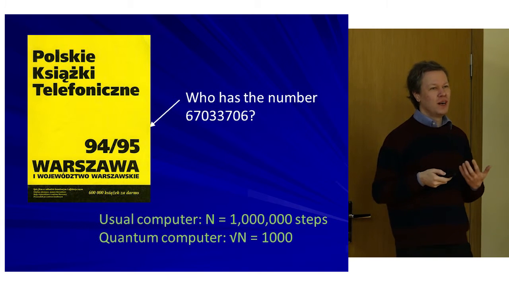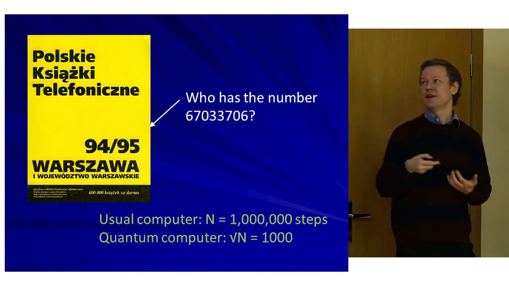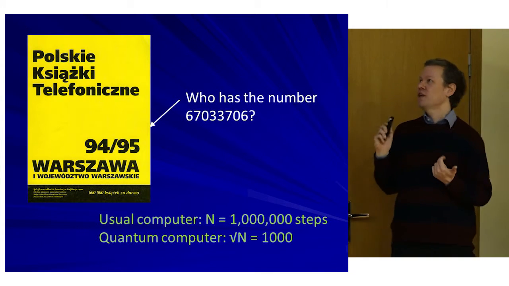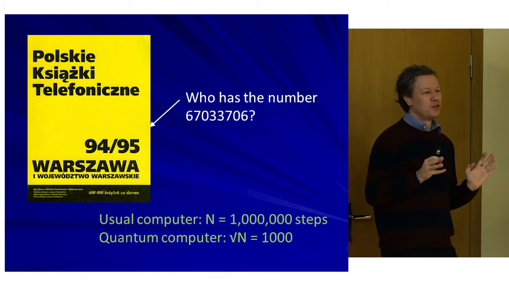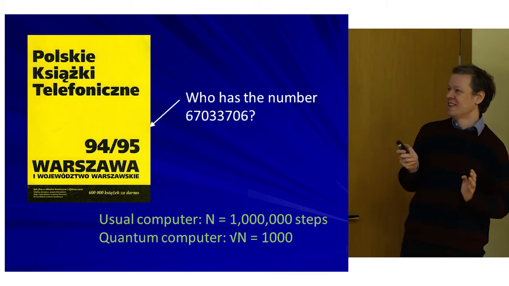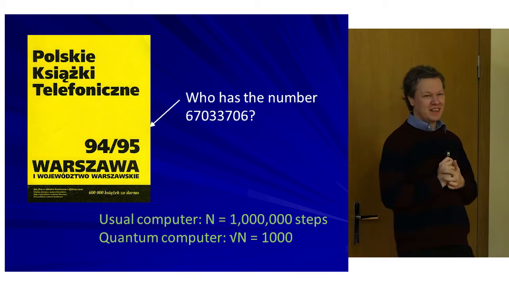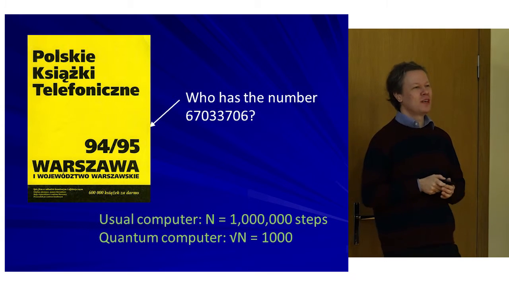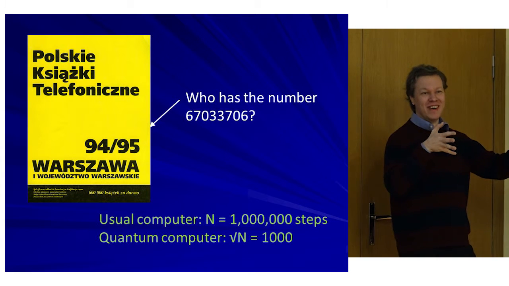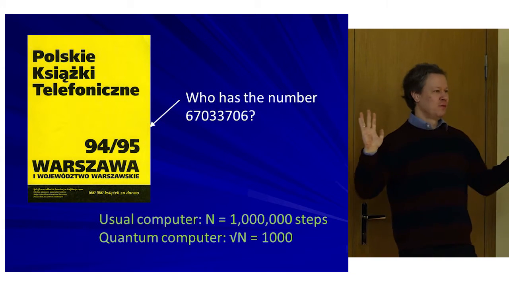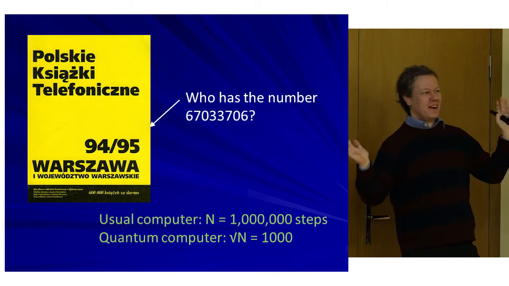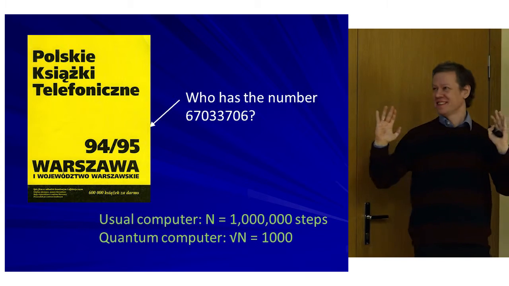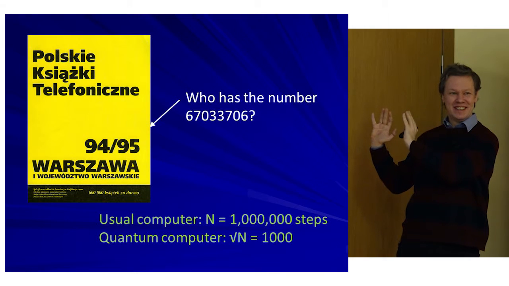If the phone book has 1 million entries, it would take 1 million steps to find the person with this phone number. Now, if this was a quantum phone book stored in a memory of a quantum computer, we would be able to do it with 1,000 steps instead of 1 million. And there are a few caveats in this story. The big caveat is that we would have to get this whole phone book into a quantum memory. So we would need a quantum computer with a memory that is large enough to store a phone book. Okay, so this is something that might be only possible in a very distant future.